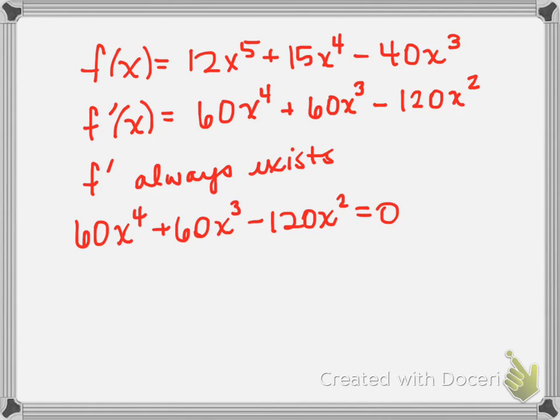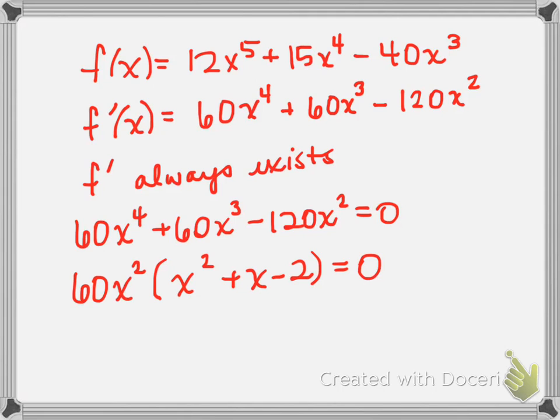So when I'm solving this equation, I want to try to factor the left-hand side. And I get 60x squared times x squared plus x minus 2. And I set that equal to 0, which tells me that 60x squared, I'm going to try to factor this instead of using the quadratic formula, times x plus 2 times x minus 1 equals 0.